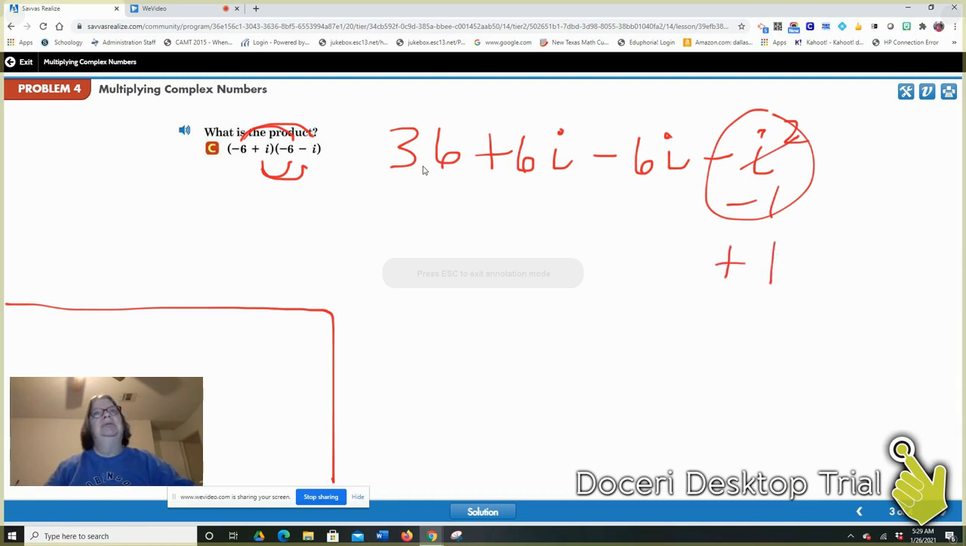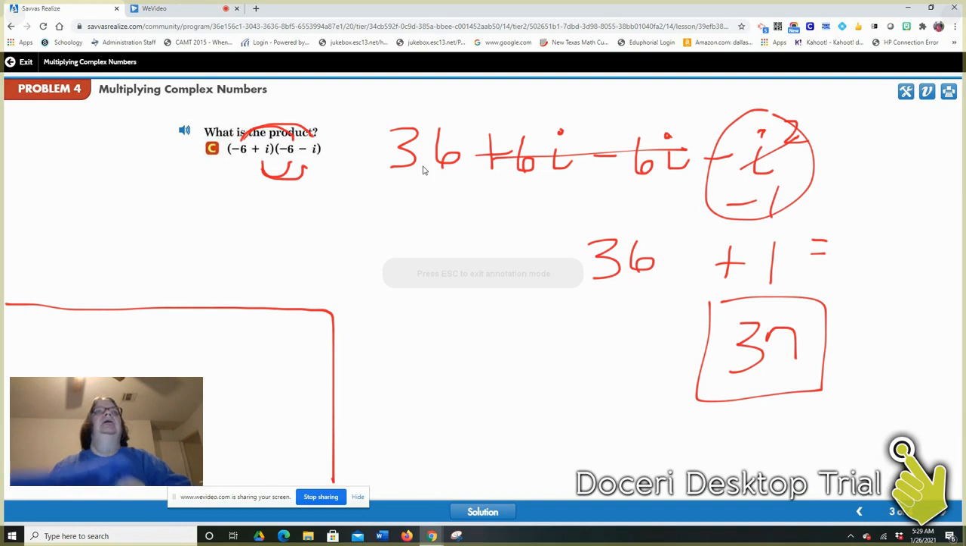6i, -6i, what happens to those? 6i minus 6i is 0, so those cancel out. 36 plus 1 is 37. It's okay for your answer to have just the real part or just the imaginary part.